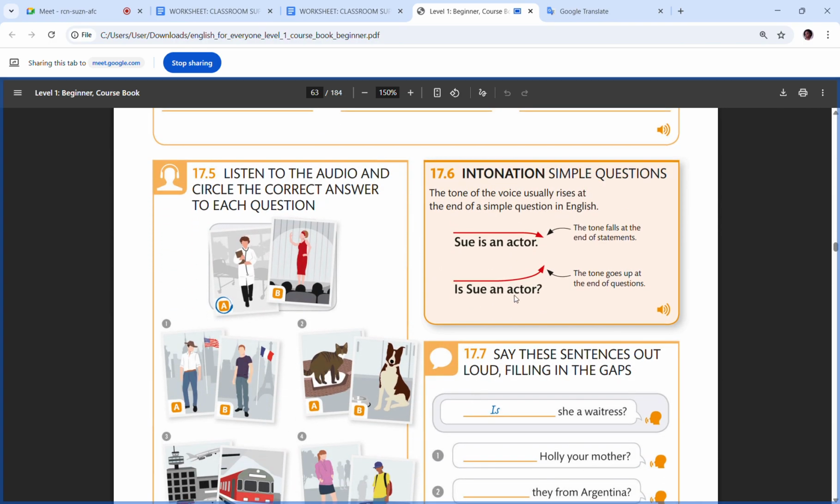So the most important thing when you are asking a question, okay, when you are asking a question, you must always put more accent at the end, at the last word, right? So if you say Sue is an actor, when you ask the question, you say, is Sue an actor, right? So your tone goes up at the end of the sentence, right?